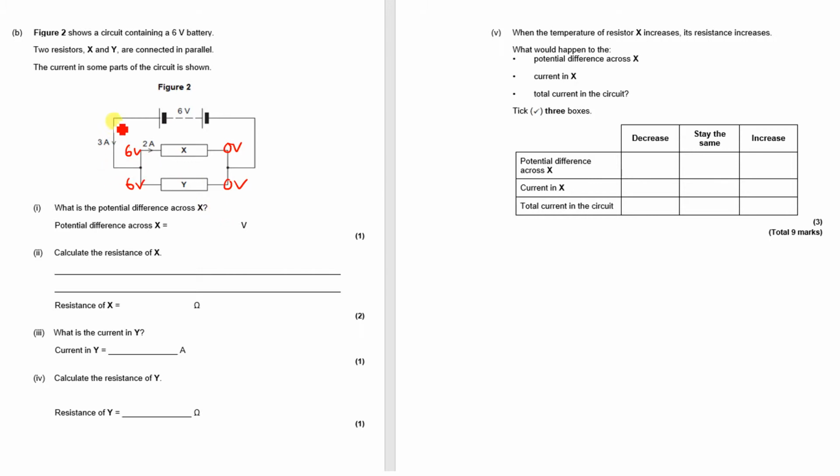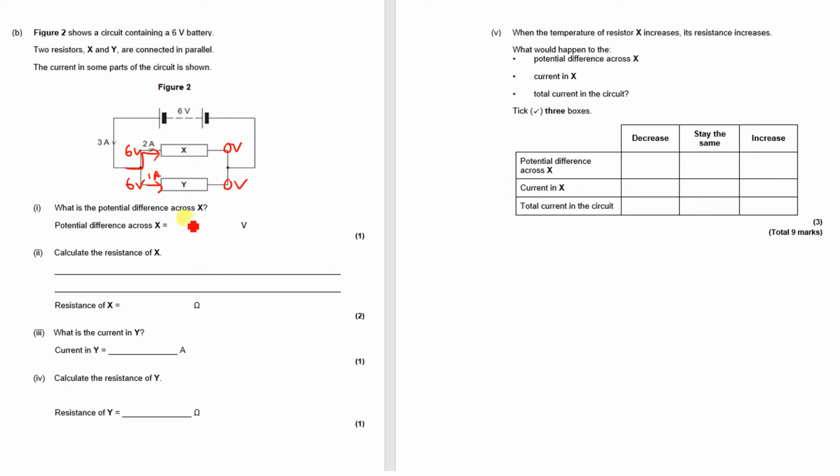Now if 3 amps is our total current going into this circuit, if 2 amps is going that way, then we know going this way must be 1 amp. So I'm just going to put that on there. So we know the voltage and we know the current. We could actually work out the resistance if we needed to.